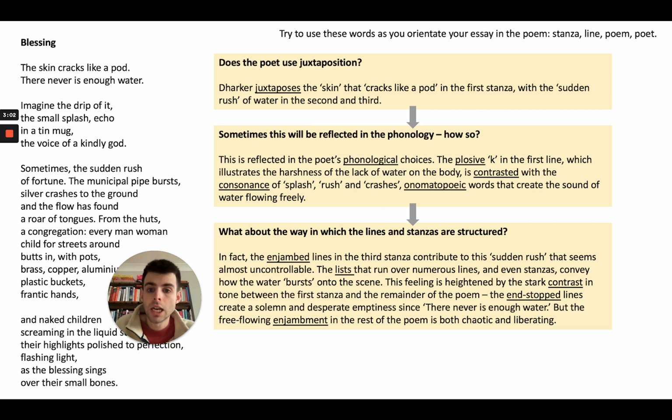I think there is a contrast or juxtaposition between, and I've said it here, so let me read this out. So Dharker juxtaposes the skin that cracks like a pod in the first stanza with the sudden rush of water in the second and third. So I think there's a difference between the dryness of that description at the beginning with obviously the water in the rest of the poem.